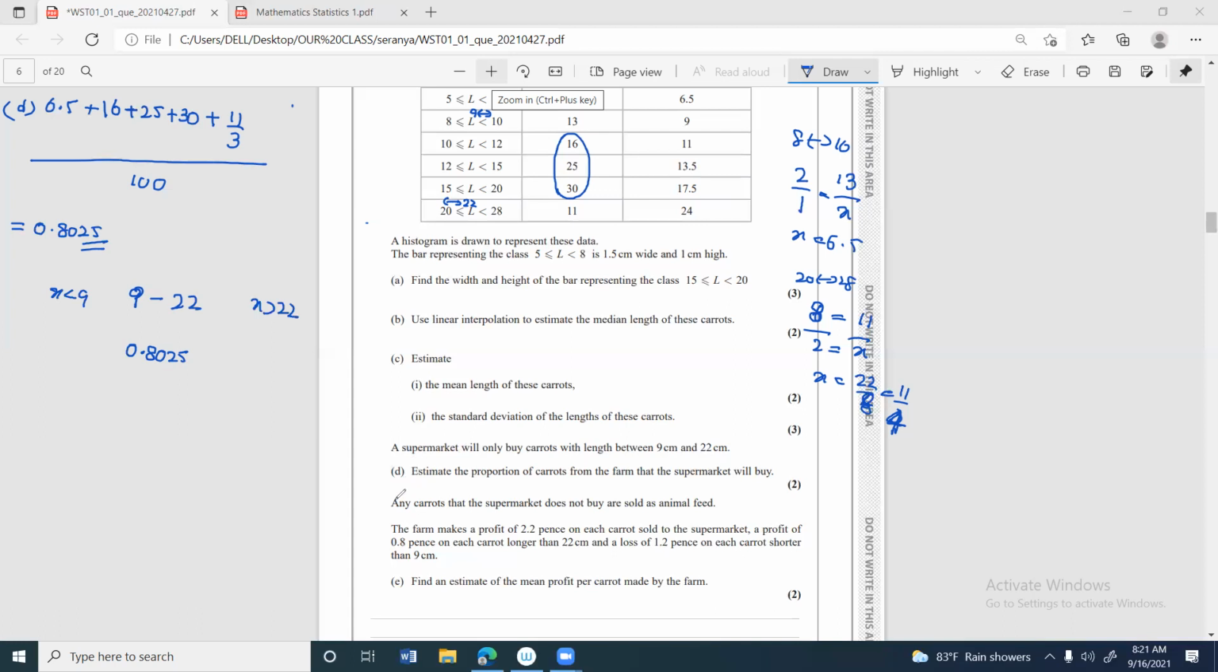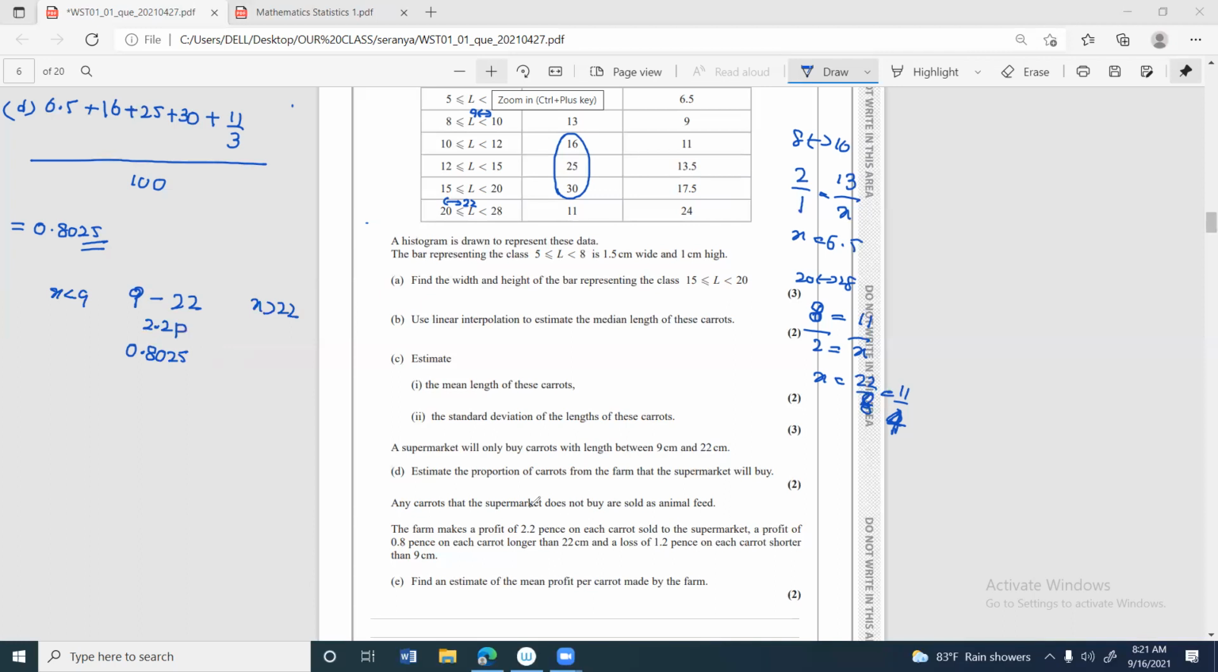Right. The carrots that the supermarket does not buy are sold for animals. The farm makes a profit of 2.2 pennies on each carrot sold to the supermarket. For this proportion, he gets a profit of how much? Profit of 2.2 pennies. It's pretty small. So you have to mark with the pennies. So we'll just mark it with the 2.2 pennies.